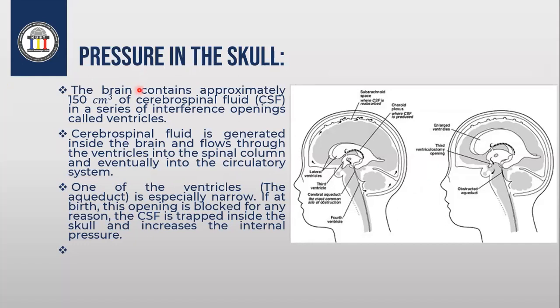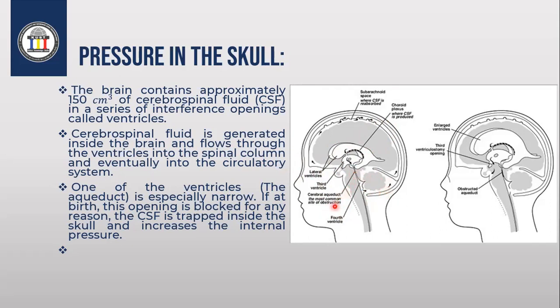Just like that, we have some diseases related to pressure. For example, the brain contains approximately 150 cubic centimeters of cerebrospinal fluid. This is generated within a series of cavities called ventricles: the fourth one, the third one, the lateral ones. All of them generate the fluid and pass it through the brain. Cerebrospinal fluid is generated inside the brain and flows through the ventricles.